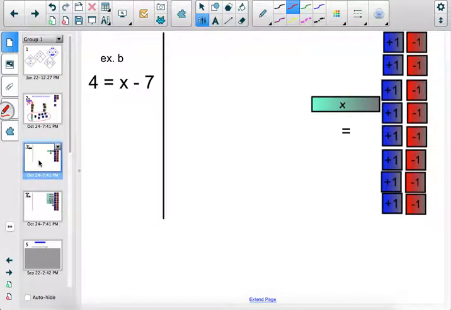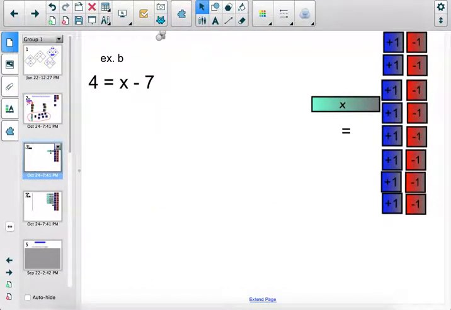Somebody think they could come up? I'm going to get rid of this line. I think it just confuses people. Somebody want to try setting this up? 4 equals x minus 7. How would you set that up? You want to try, Alex? You could actually go up there and drag it if you want. Those of you at your desk, if you want to write it on your whiteboards how you think it would look, feel free to.